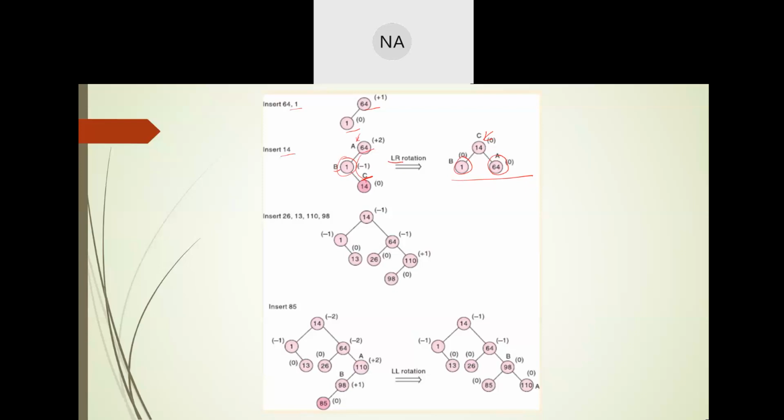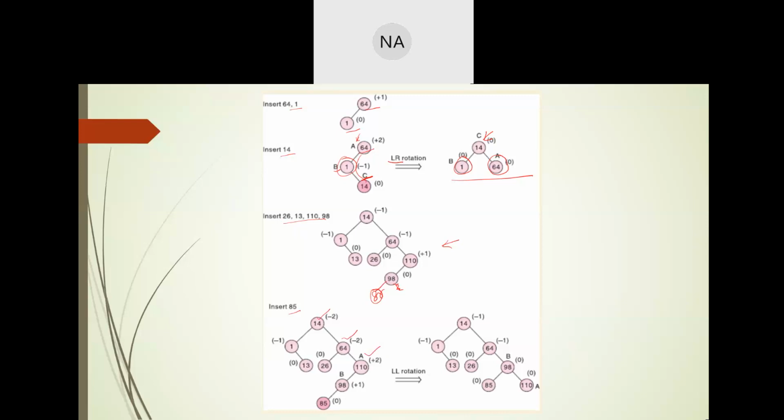Now insert some more elements. Inserting these elements does not make the tree imbalanced. You insert 36, 13, 110 and 98, you will get this tree, and then insert 85. So 85 will be inserted here as the left child of 98. But inserting 85 will make several nodes imbalanced. This node is imbalanced, this node is also imbalanced, this node is also imbalanced, right?